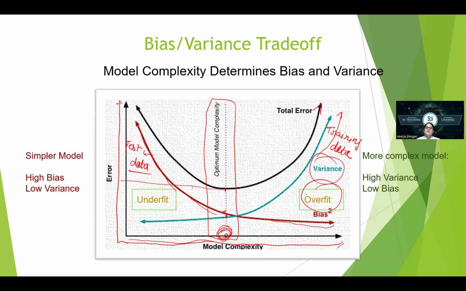Okay. So I know at a beginner level, it's a little bit tough. But still, if you have any confusion, you can drop a comment. Okay. So this was about the bias and variance trade-off.